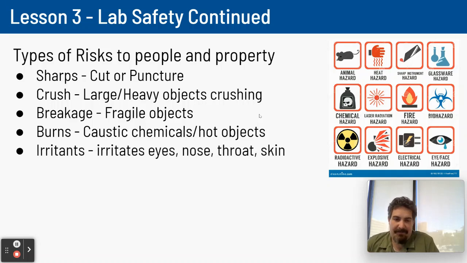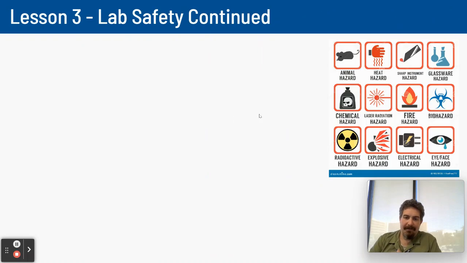And then there's irritants. So, like if you've been around a fire at the beach and it started making you cough and your eyes water, that's an irritant. And lots of chemicals in a lab can be irritants to the eyes, nose, throat, and skin. All right, so let's talk about each of these in a little more detail.